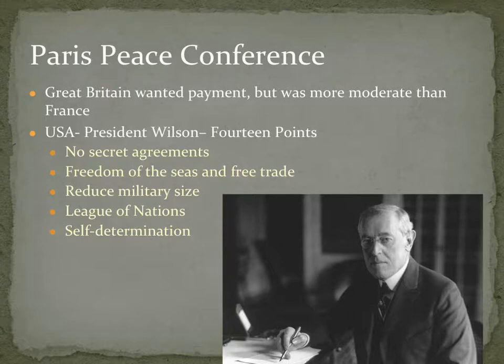So you definitely don't need to know all of them, but here are some of the important things that he wanted included. He wanted no secret agreements. So think about how the alliances had drawn in all these countries into the war. And so President Wilson feels like that kind of system is kind of dangerous, and so he wants to prevent that in the future. Freedom of the seas and free trade.